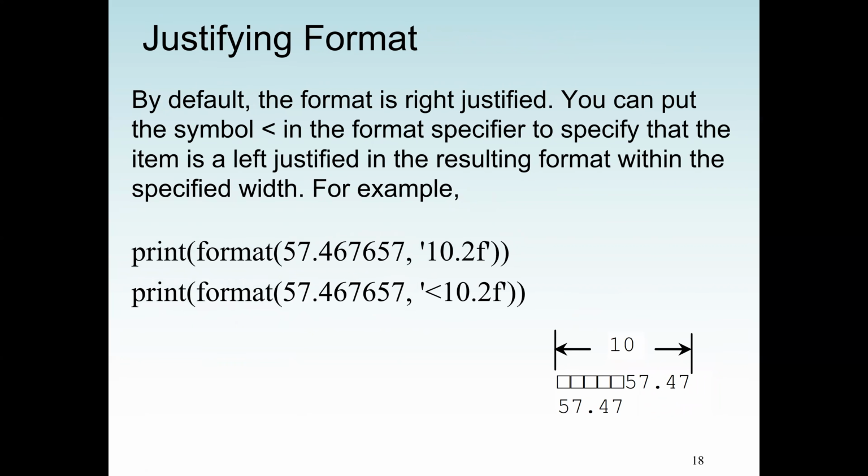So the same thing applies here. We are using F again, so that will be decimal places. So we have 5.5, 7.46, 7657, 10.2, which means we need 10 digits, and then 2 decimal places. So that's what we have here.